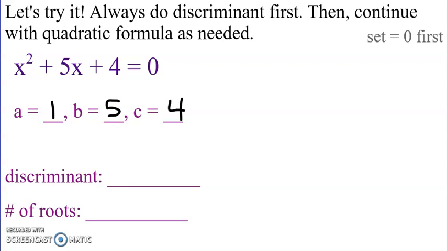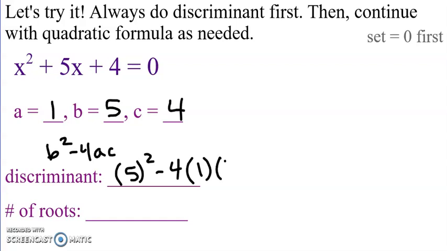Remember our discriminant is b squared minus 4ac. So we take our b value, 5 squared, minus 4 times our a value 1 times our c value 4. So we end up with 25 minus 16, which is 9. That is a positive number. So since it's positive, then we're going to have two real roots.